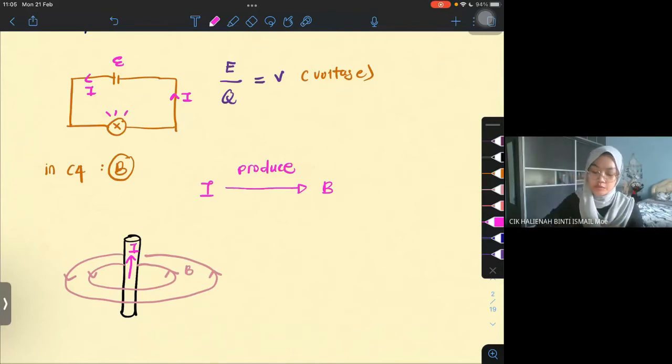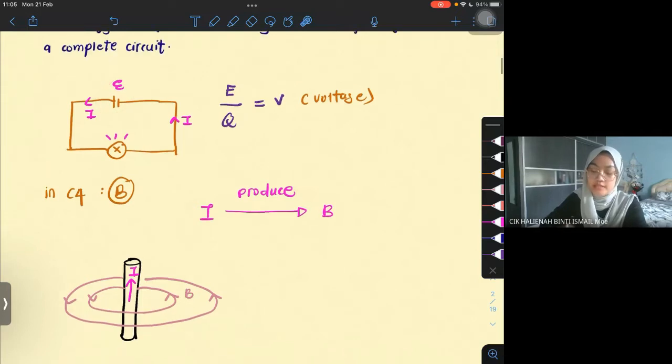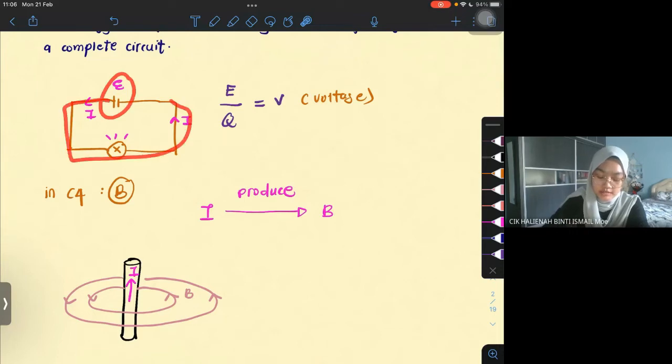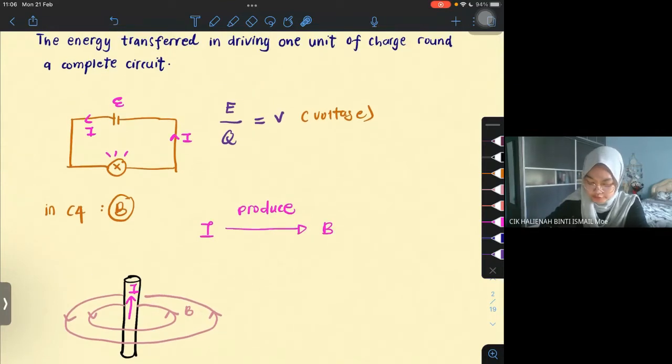In this subtopic, what we are going to see is the other way around. Is it possible for the magnetic field to produce a current without connecting the circuit to a battery? Sebab before this I said, okay, kita kena connect dengan battery barulah battery ni boleh supply energy dan kita punya bulb ni akan menyala. Now, we want it to be the other way around. We want the magnetic field to produce electricity, to produce current without connecting it to a battery. So this is what we are going to see in 5.2. Okay.